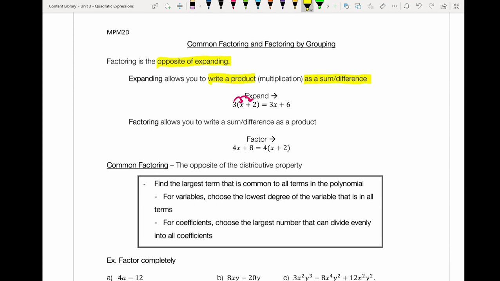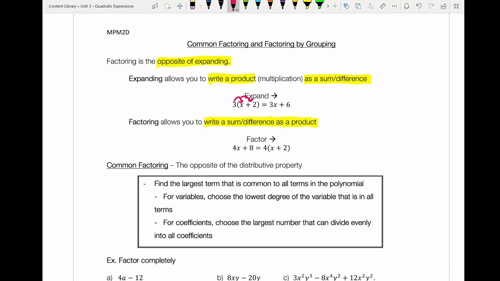Factoring is going in the opposite direction. So factoring basically allows you to write a sum or difference as a product. So here we're going backwards. Here we have a sum of two terms, and when we factor it, it becomes a multiplication or a product. So we go from 4x plus 8 to 4 times (x plus 2) all in brackets. So basically we're expanding something and making it larger, and then factoring to make it smaller. You could think of it that way. But basically they're just opposites.